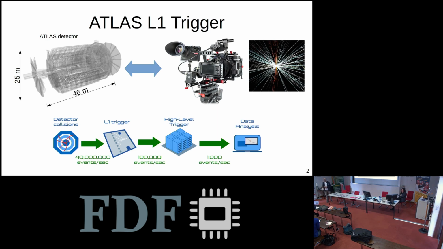That is done in 2 stages. The first stage is a level 1 trigger, which is a hardware-based trigger. The reason it's hardware-based is because it needs to tick along with the collision rate, 40 million times a second, so it's FPGA-based. Then the resulting 100,000 events per second are sent to a high-level trigger, which is software-based, so it's able to run more elaborate algorithms, slower. And then eventually it ends up with 1,000 interesting events per second.